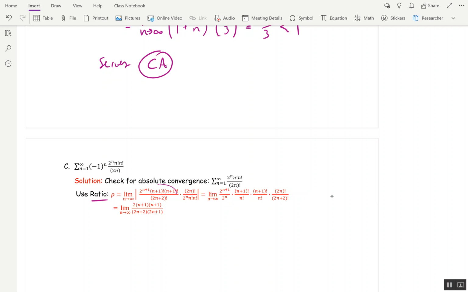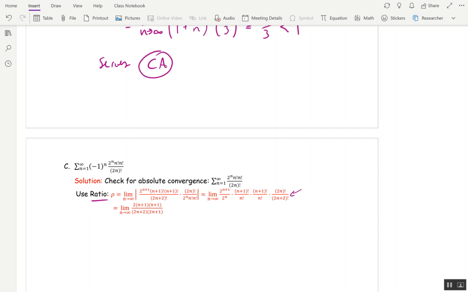Here's the n plus 1th term, and I'm multiplying by the reciprocal of the nth term. Then I grouped terms that were similar. I grouped the 2n plus 1 over the 2 to the n. I grouped the n plus 1 factorial, one of them, over one of the n factorials. And then I did that again. And then I grouped the 2n factorial over the 2n plus 2 factorial. That's what you see here. Now that's a step you could do mentally. I did it out so you could see it.